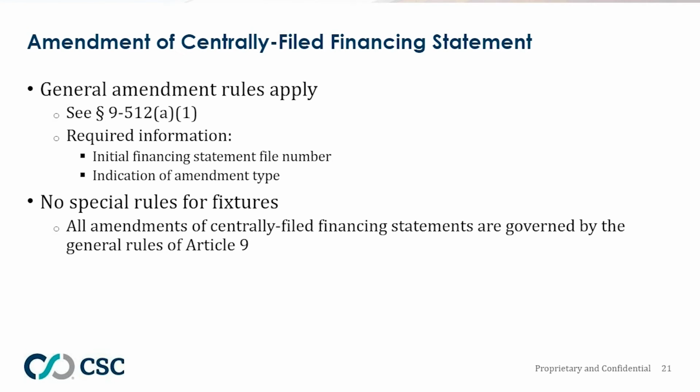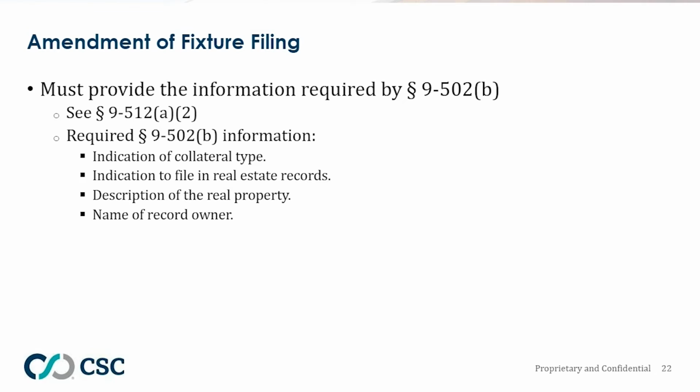And the same is largely true of a UCC fixture filing, a financing statement that is filed as a fixture filing. Here, the record must, in addition to the normal requirements, provide the information required by 9-502(b). And again, this gets to the record has to indicate the collateral type, file in the real estate records, and so forth. This is always a good idea when filing an amendment.